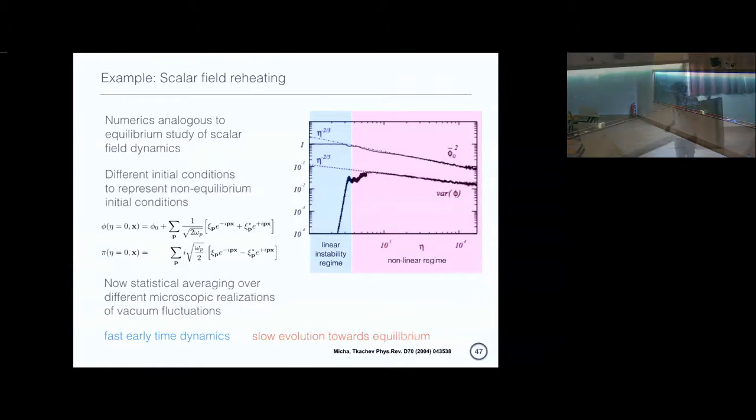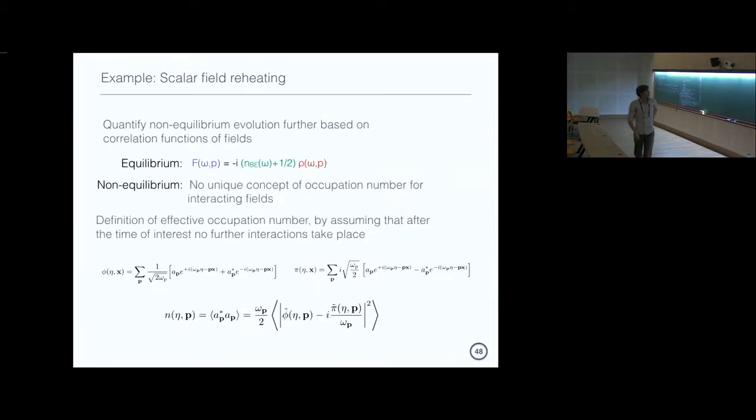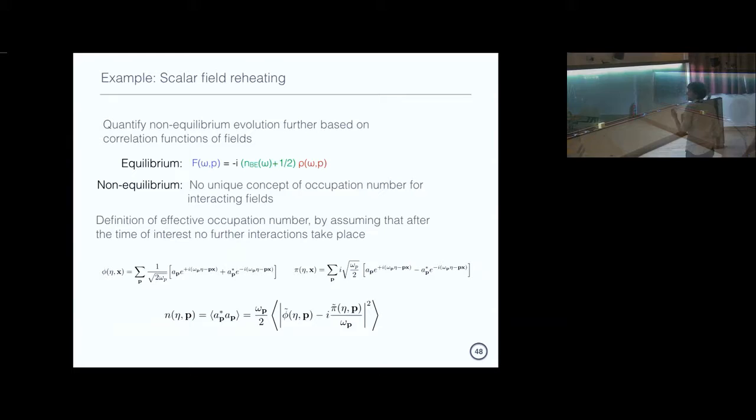Now, I've gone a little bit ahead of myself here, perhaps. You should challenge me on that claim. How do I see that the system is moving towards equilibrium? Here I'm just looking at two curves, and I haven't really established any other properties of the system yet. And so one has to find other ways to quantify this non-equilibrium evolution further.